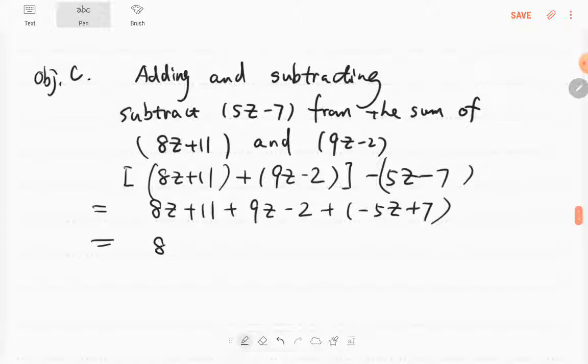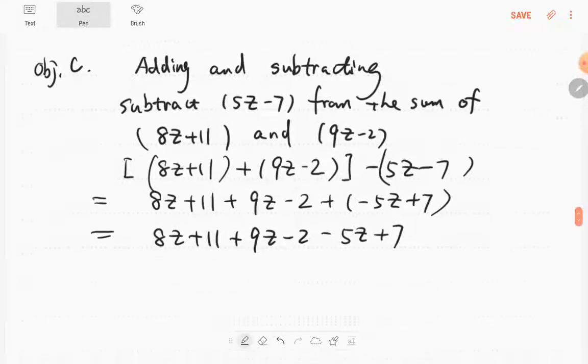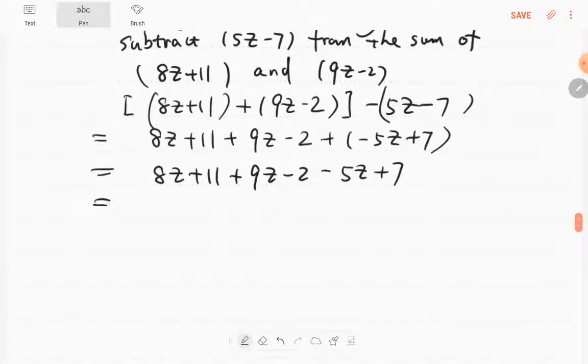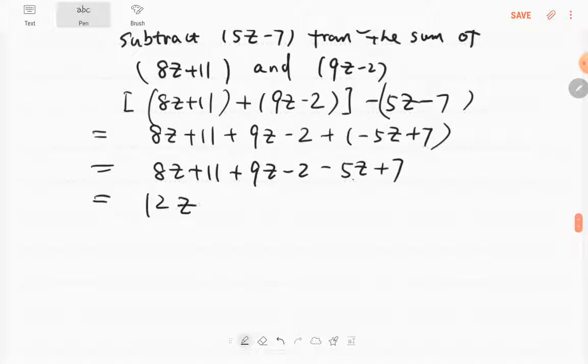Next term, we could get rid of the parentheses again. After that, we only need to do the addition for all of the terms. And we realize we have 3 like terms. We could combine them together, right? 8z, 9z, negative 5z. So we will have 12z.